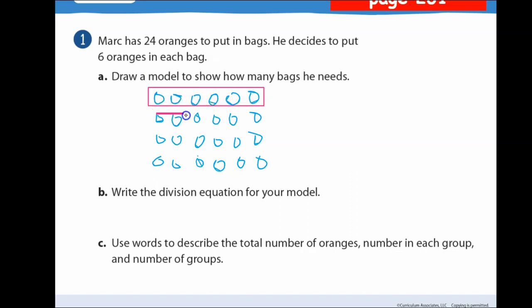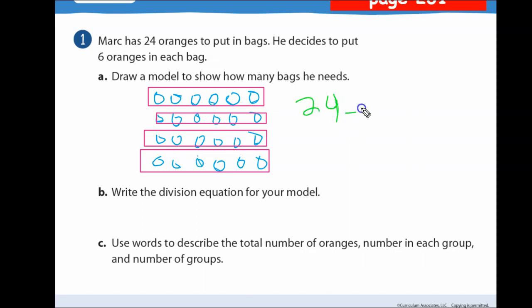And then let's see how many rows I have. 1, 2, 3, 4. So then my division equation is going to be what? My dividend, which is the number of oranges I have altogether, which is 24 divided by 6. See, that's my other number in the problem. Okay? My answer is going to be, how many rows do I have?